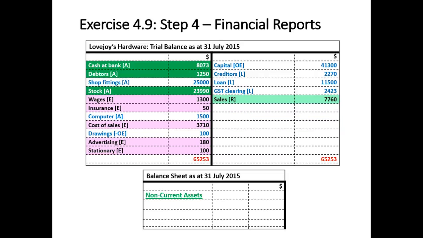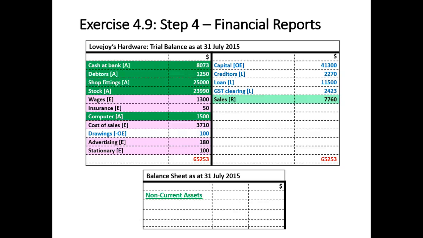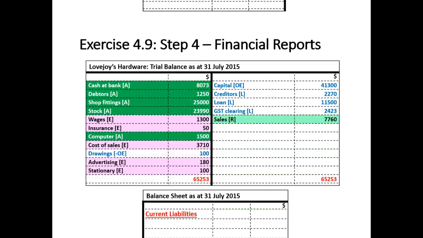However, assets can also be non-current, so we can see we've still got some things that haven't been ticked off on the debit side. So we've got the shop fittings and the computer, so we'll list those and total them up for a total non-current asset value of 26,500.